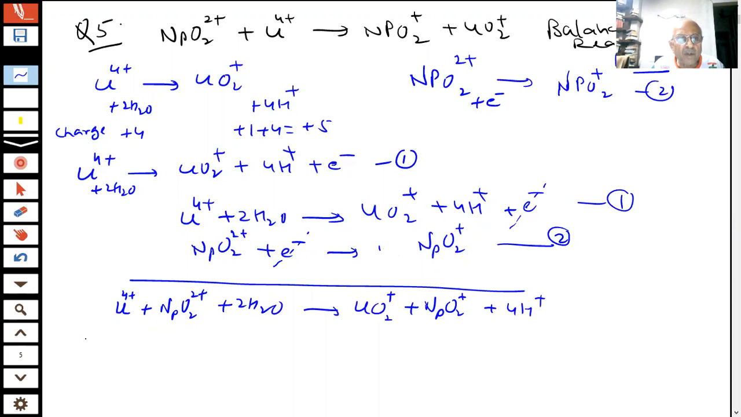Check it out. Is it balanced in atoms and charges? Yes or no? Tell me. Uranium 4+. Okay. 2+. Yes, sir, it is balanced.